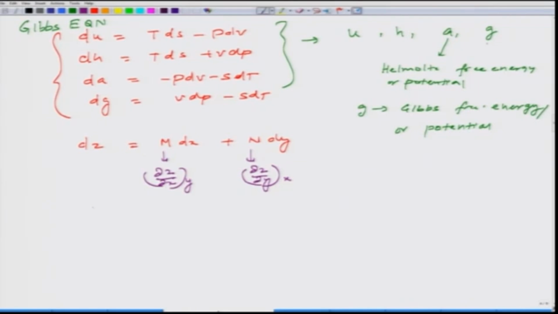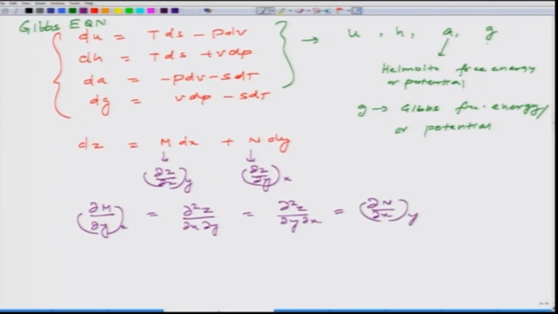Okay. Now, we can take a partial derivative of M with respect to y, keeping x constant. This is going to be del square z by del x del y. This you can rearrange, del y del x, okay, and this should be equal to del N by del x at constant y. Okay. Now, this becomes the statement of exactness of z, the differential form of z. So, that means if dz is exact, that means an exact differential, then this condition must hold.